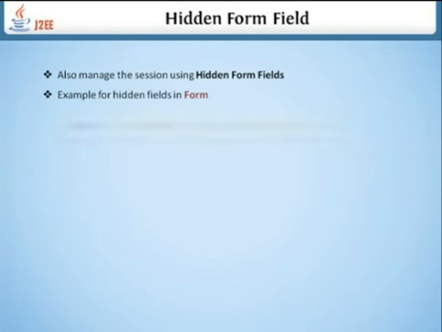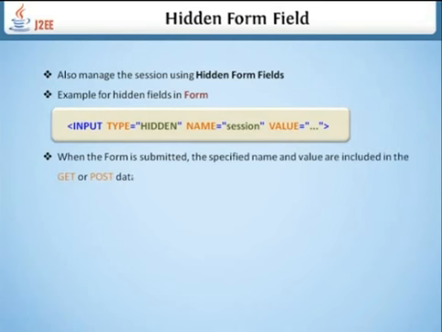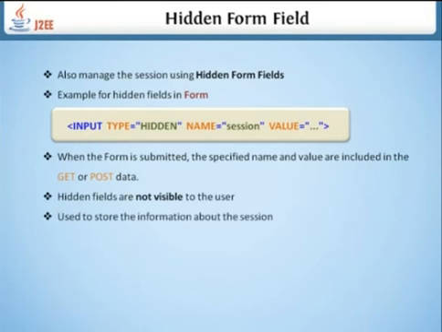Next one is hidden form fields. We can also manage the session using hidden form fields. Example of hidden form fields is like this: input type equal to hidden. When the form is submitted, the specified name and values are included in the GET or POST data. Hidden fields are not visible to the user. Use them to store the information about the session.